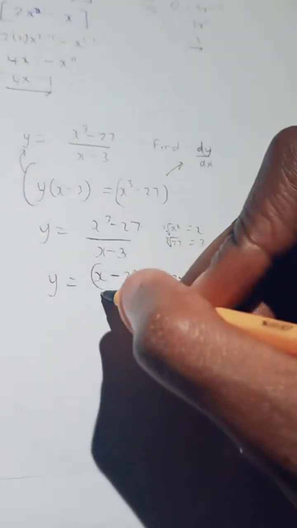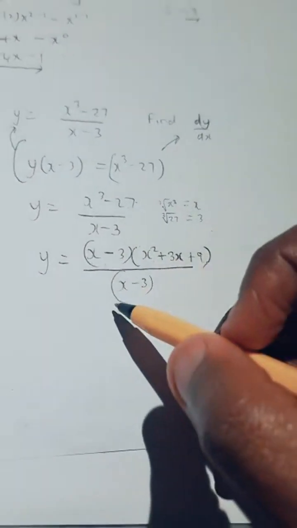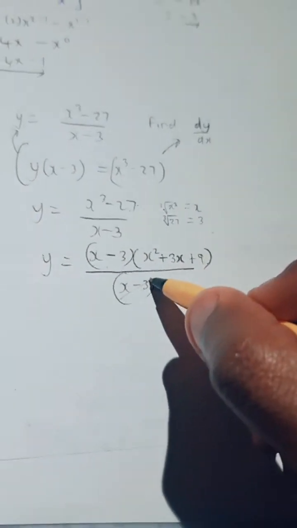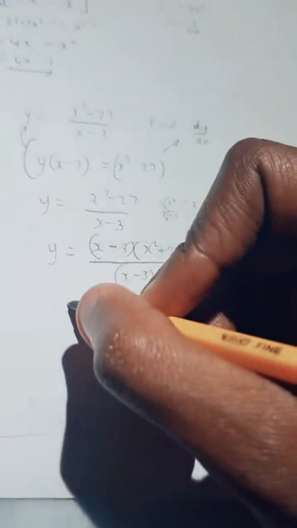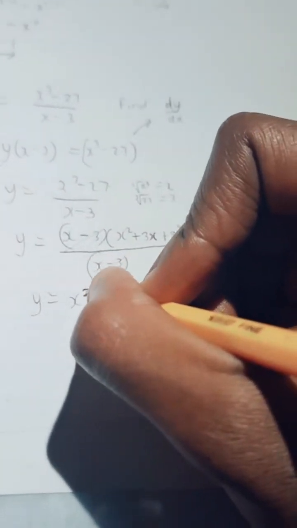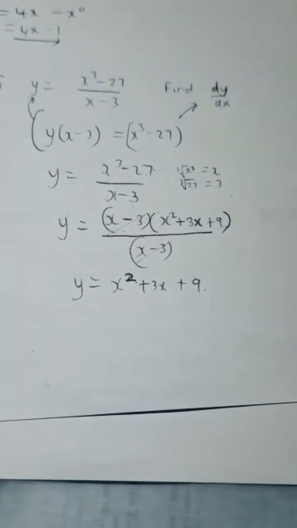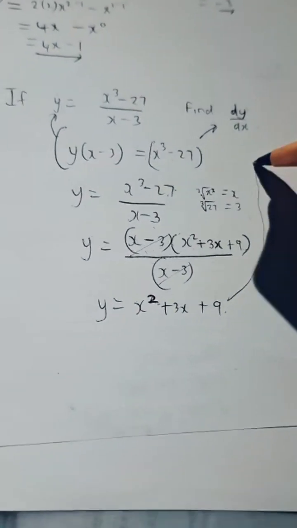All right. Now, this is all over x minus 3. Now, do you see where the cancellation happens? This guy and this guy, they go. So y is equal to who? x squared plus 3x plus 9. I would say we are ready to do what?